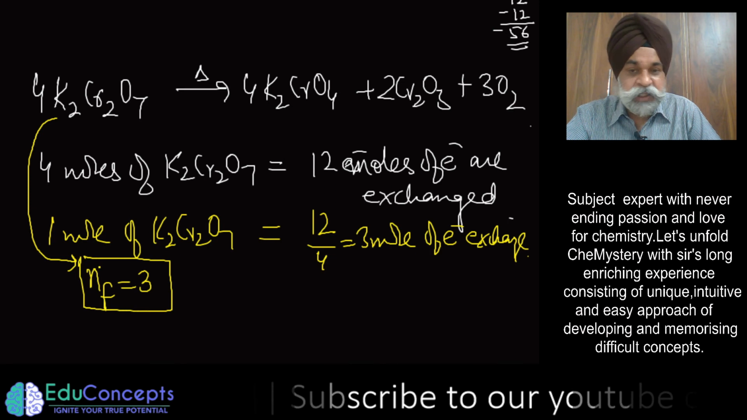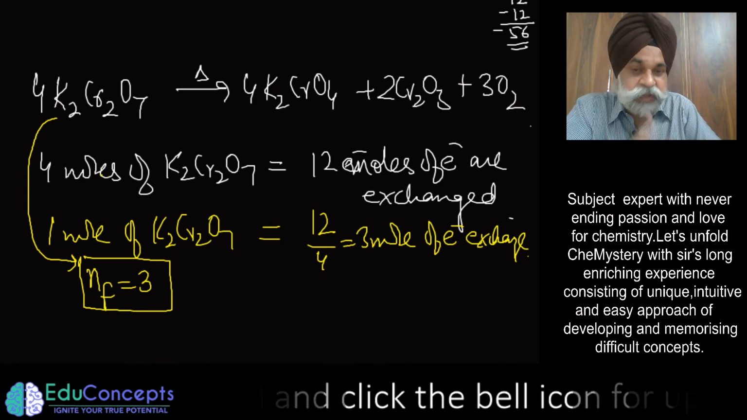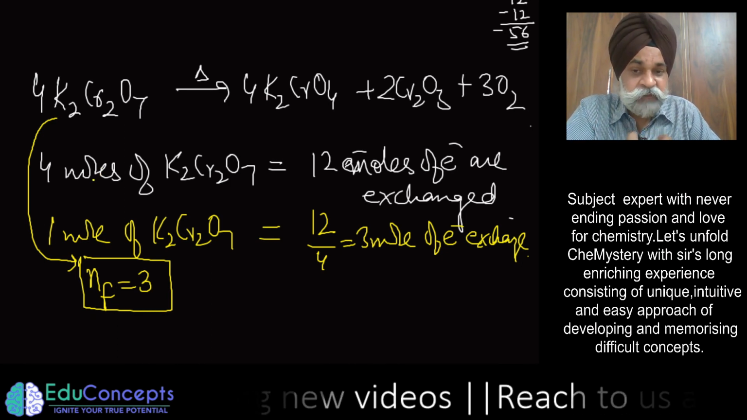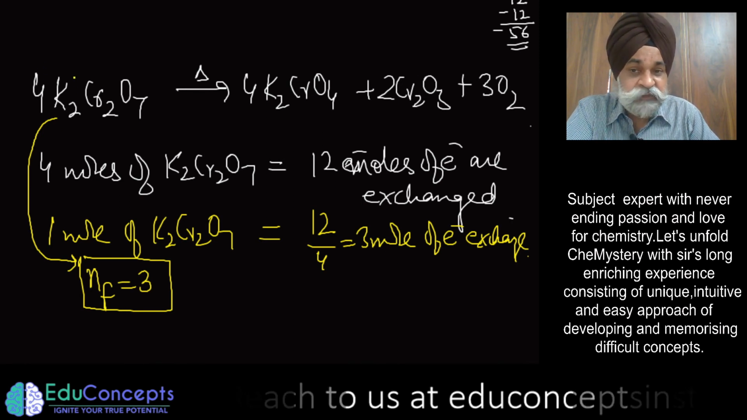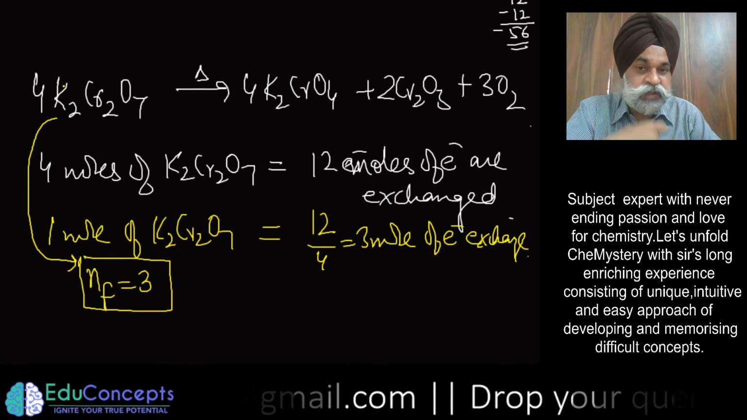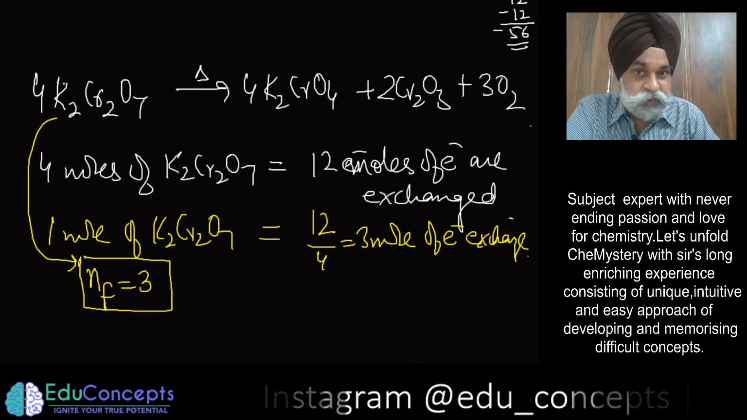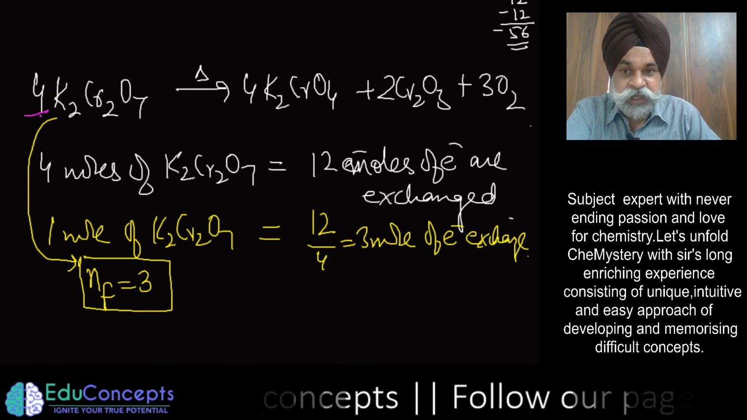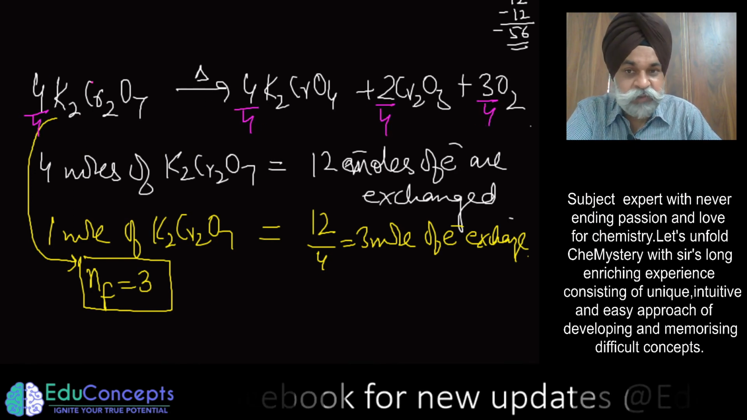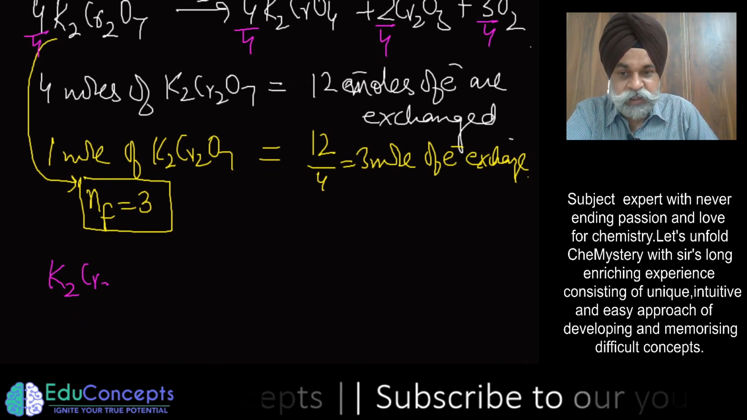So now let me do it in another unconventional way, to make you feel what exactly we mean by n factor 3. N factor 3 simply means that if you have taken 1 mole of potassium dichromate, during this process it is going to exchange 3 moles of electrons. Now to make this reaction per mole, let me do it this way, just divide it by 4. The whole of this equation should be divided by 4 so that I could get 1 mole of potassium dichromate. So if I write 1 mole of this again, what I would get is this thing.